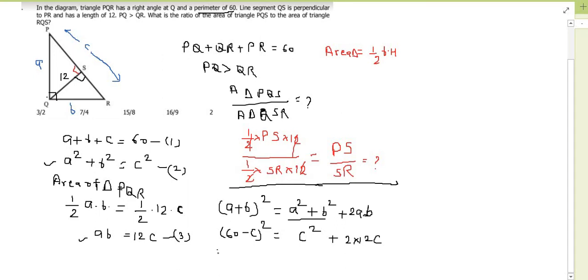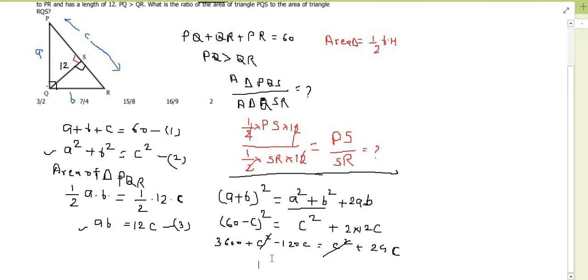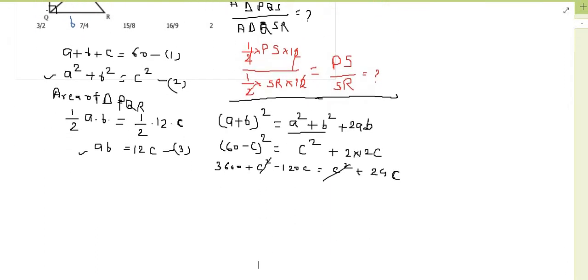Let's expand. So what do you get? You get 3600 plus c square minus 120c is equal to c square plus 24c. Now from here you can get rid of the c square. If you simplify, 120 plus 144, 144c is 3600. So you'll get the value of c, and the value of c will be 25. You can easily simplify this one. It shouldn't take much time if you are a little better at calculation. So now c is 25.